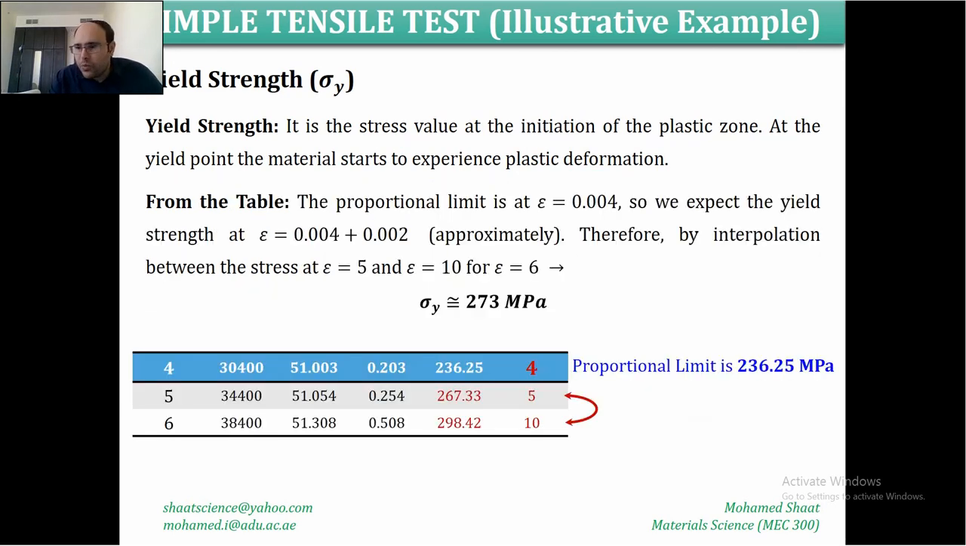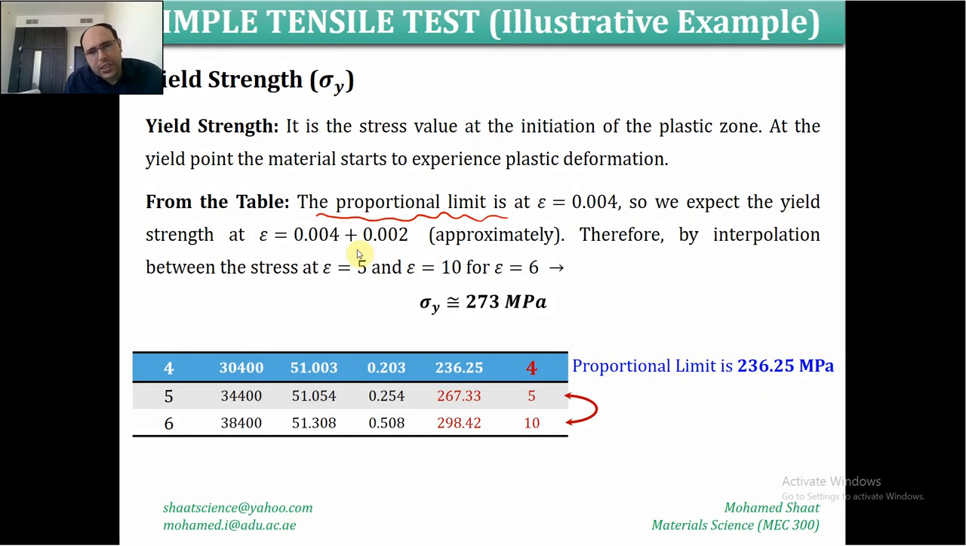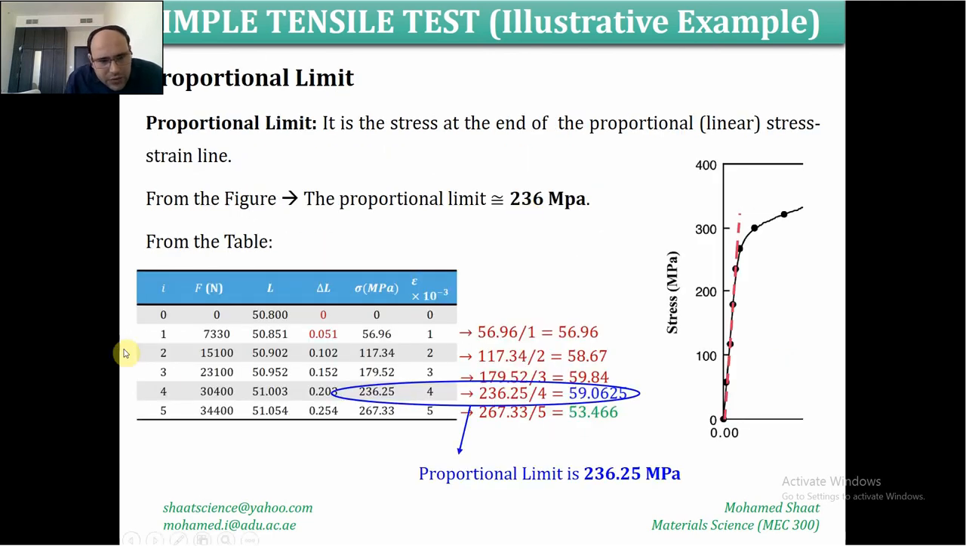Can we derive it from the table? Yes, we can derive it from the table as well. From the table, we already identified the proportional limit. We identified the proportional limit at this instant of time. The point from the table for the proportional limit was defined at instant 4.